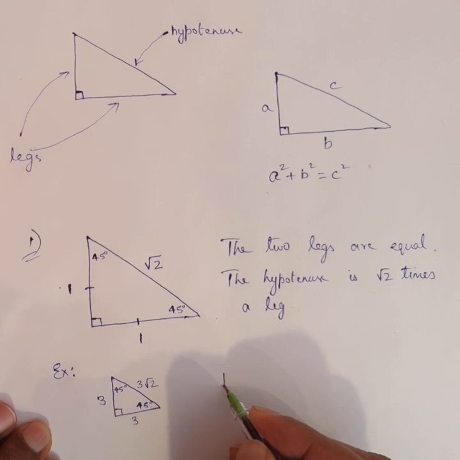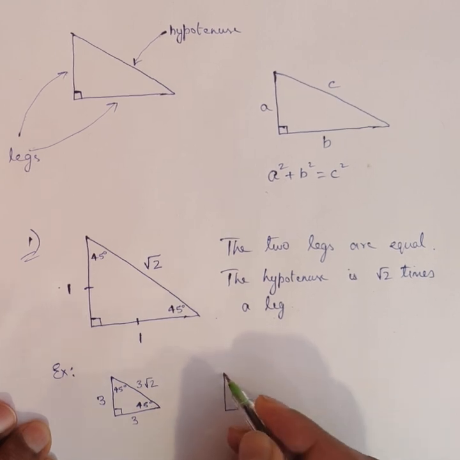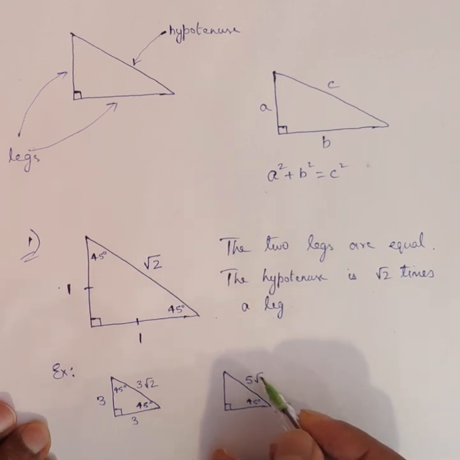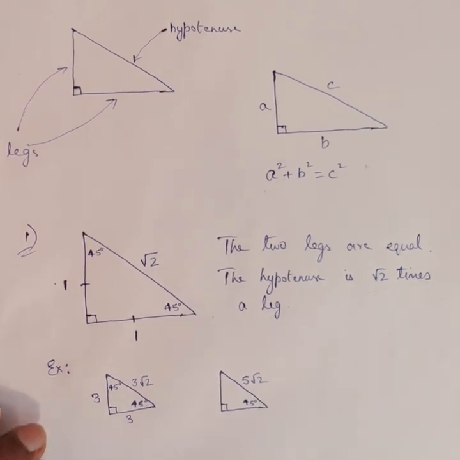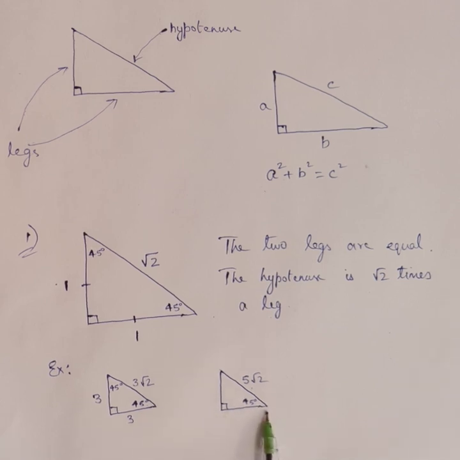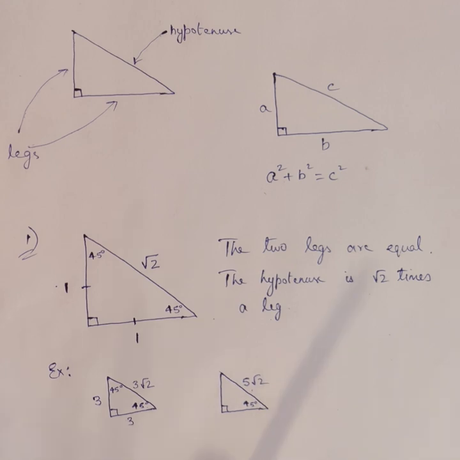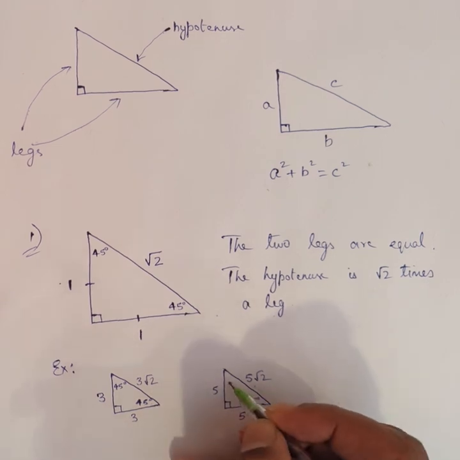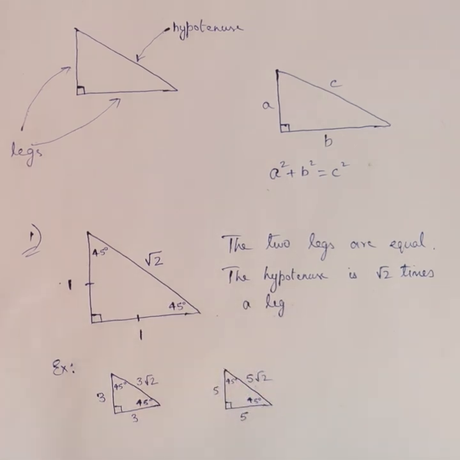And let's write down one more example where this time maybe I'm given not a leg but the hypotenuse. Say this is 5 square root 2. How do I solve? Well, the hypotenuse is root 2 times as big. So if I want to go to the smaller side, if I want to get the leg, then I have to divide this by root 2. In other words, this will be 5 and that will also be 5, and this angle will be 45 degrees.